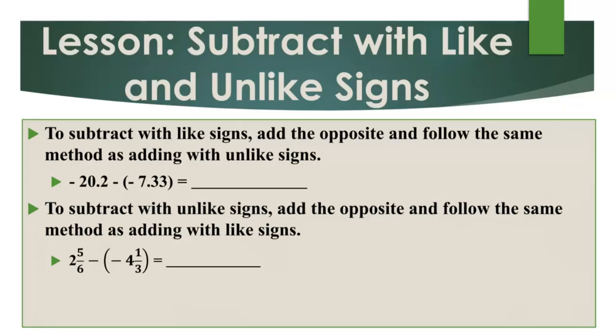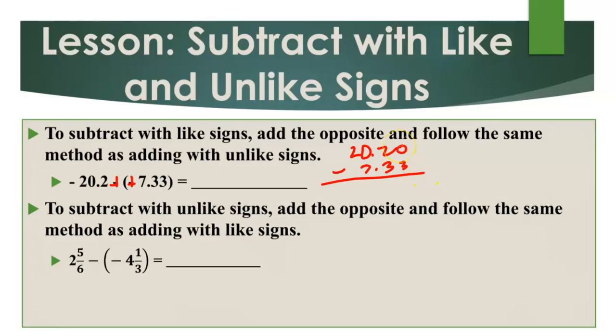Next, we're going to subtract with like and unlike signs. So to subtract with like signs, add the opposite and follow the same method as adding with unlike signs. So for this example, if I'm subtracting a negative, I'm going to add the opposites. So the signs are different. So I'm going to have 20.2 minus 7.33.